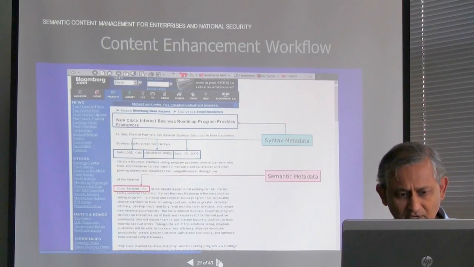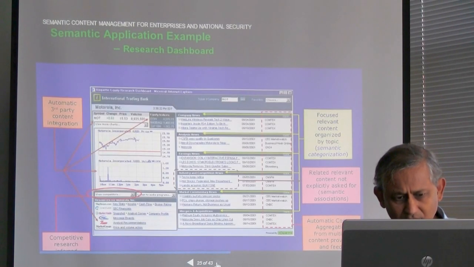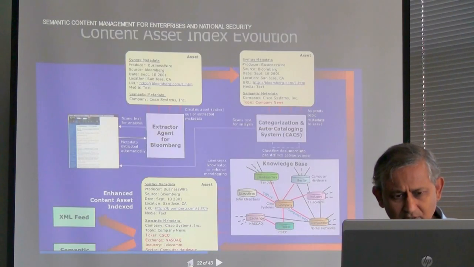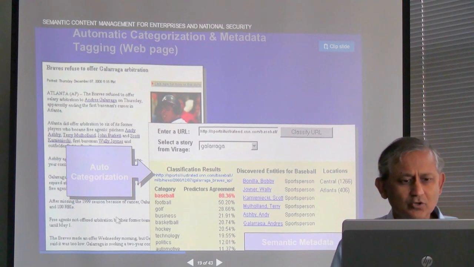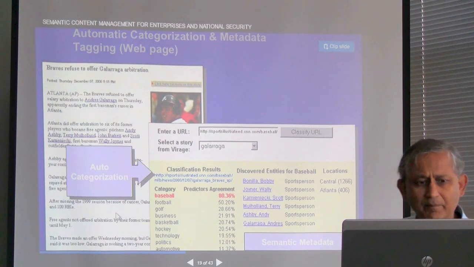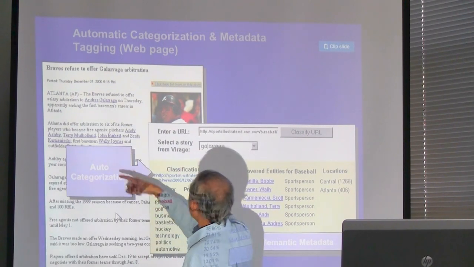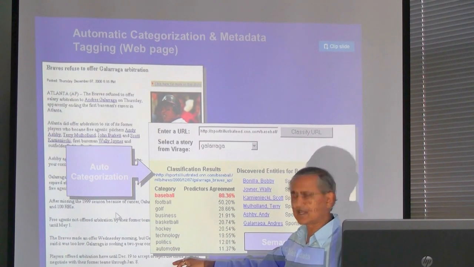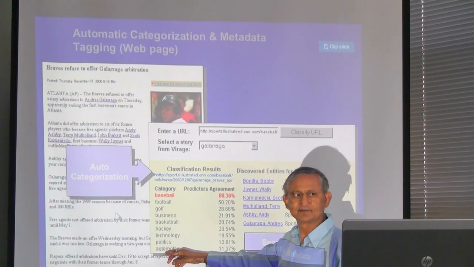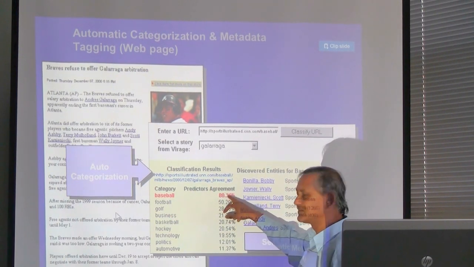So let me show you that example here. So here I have a document or web page. You see here? And I feed it into my system, and my system has all the classes, and I do automatic classification. So this says baseball. This is baseball.